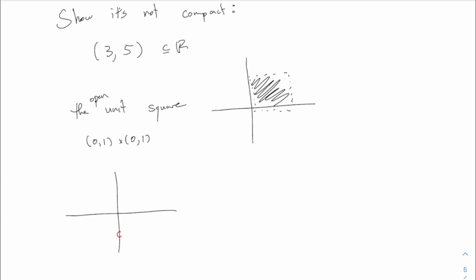I should make them red since I've been making all my other sets red. This is in R2 sort of a cross, the union of a horizontal interval and a vertical interval. And then the last one.